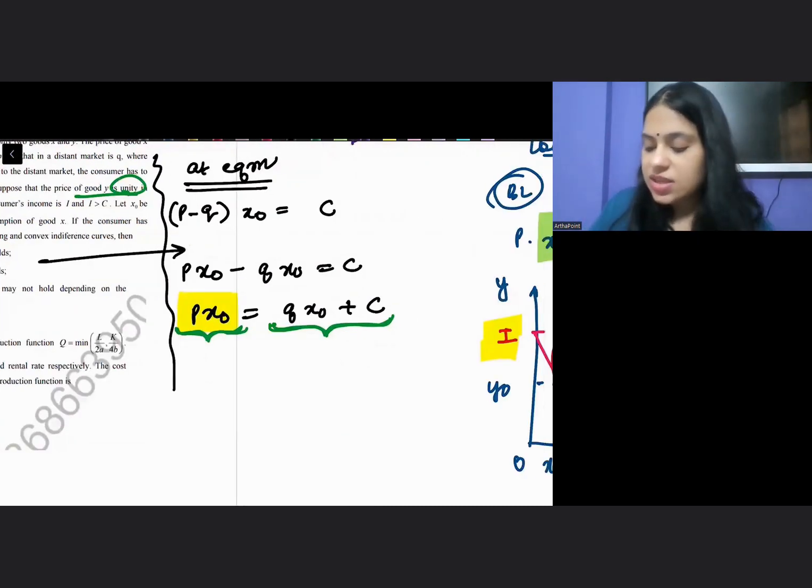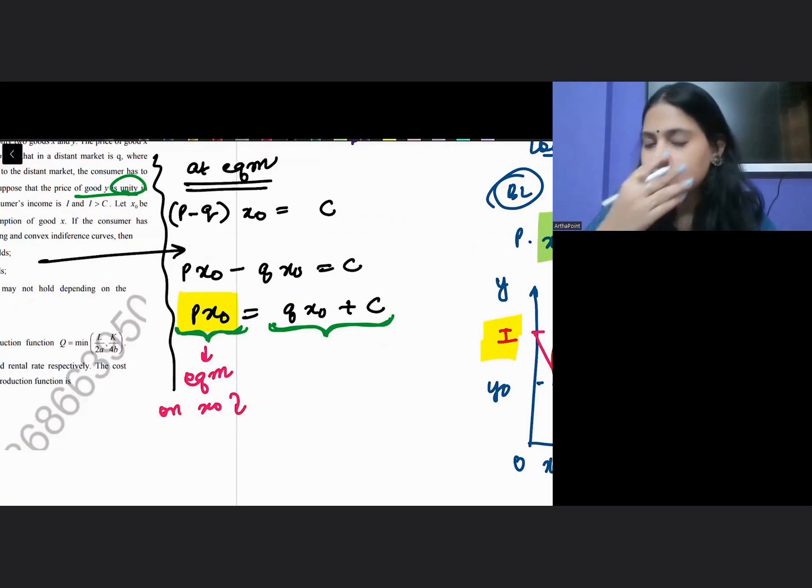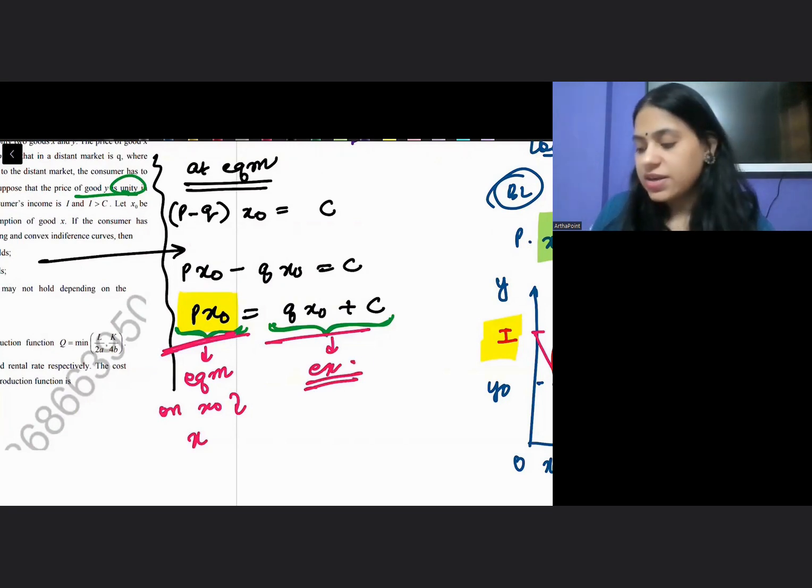And in a way, it is asking whether the expenditure that you will be incurring on the equilibrium bundle, because when you travel, you are incurring this as the expenditure. So it is asking whether the expenditure you incur when buying good X from the local market and when buying good X from the distant market is the same or not.